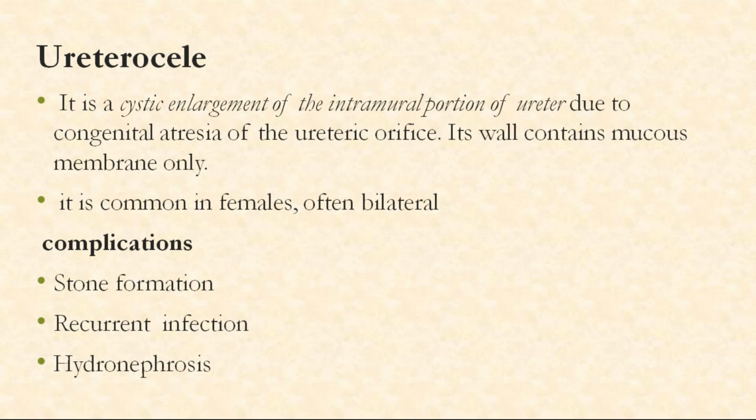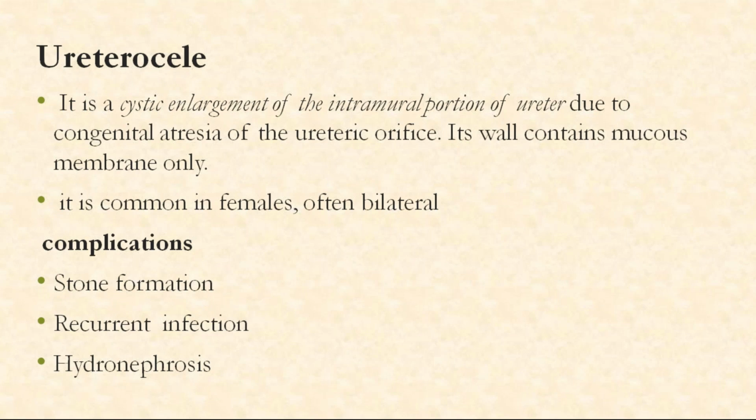Coming to ureterocele, it is nothing but a cystic enlargement of the intramural portion of the ureter due to congenital atresia of the ureteric orifice. Its wall contains mucous membrane only. Usually, there is a concept that ureterocele occurs because of non-rupture of Chwalla's membrane. Because of the unruptured membrane, the patient will develop ureterocele. Complications are stone, recurrent infection, and hydronephrosis.